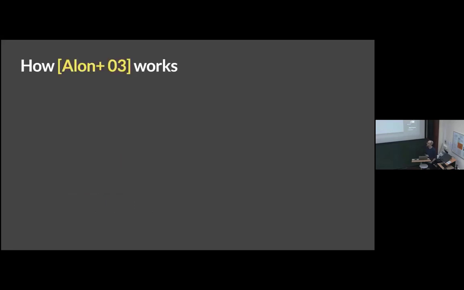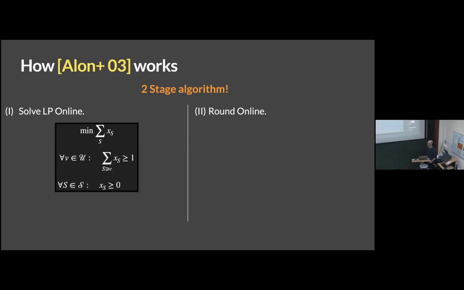Okay. So roughly how the Alon et al. algorithm works, it's a two-stage algorithm. Stage 1 consists of solving the LP. Stage 2 consists of rounding the LP. So it's the classic approximation algorithm paradigm, only online. So here's the classic LP for set cover. We have a variable for every set, which denotes how much we've selected the set fractionally, and we have a constraint for every element in the ground set, where fractionally we want at least one set covering that element.